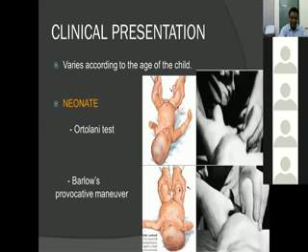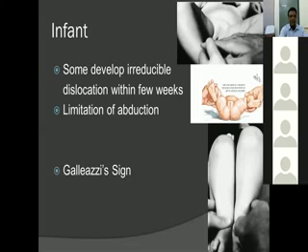These neonatal period instabilities, most of them are due to ligamentous laxity and they will resolve spontaneously. 80% of them will resolve spontaneously by the end of 1 month. Then, coming to the infant: the infant is the baby from 1 month to the age of 1 year.